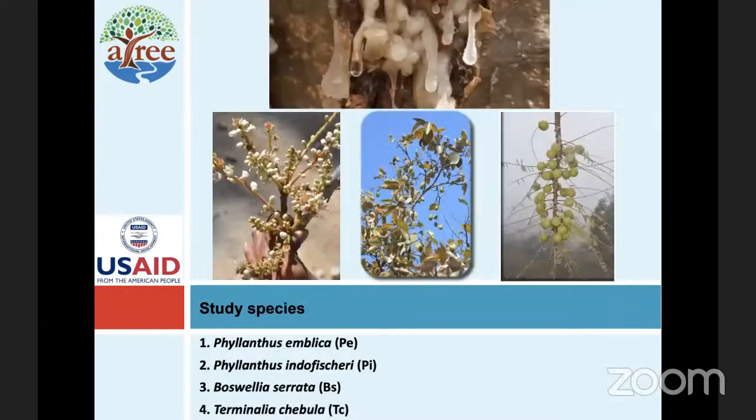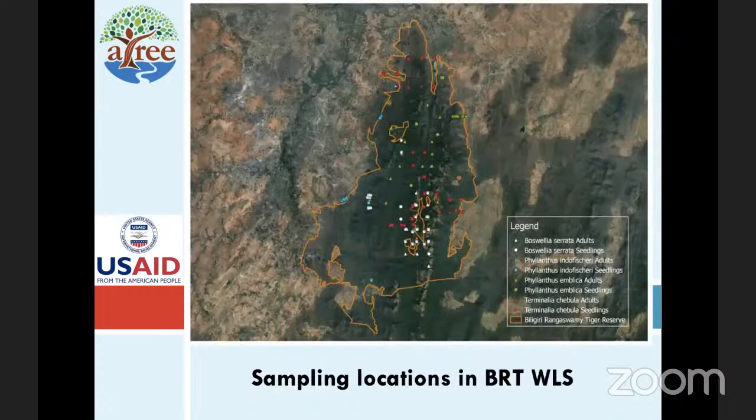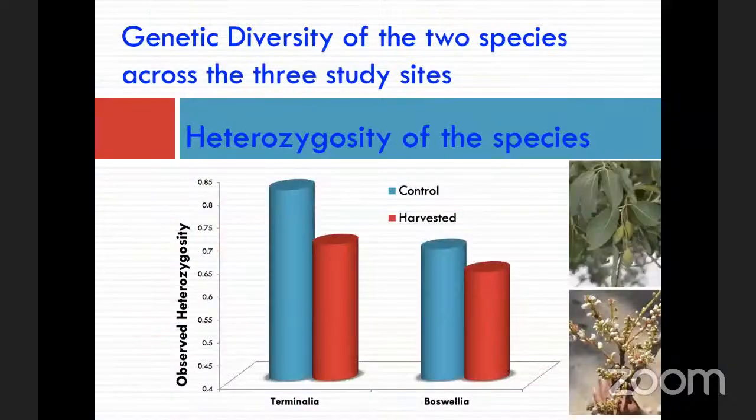In these 3 sites, again, we looked at a number of other species, including Phyllanthus emblica, Phyllanthus indofischeri, Boswellia serrata, and Terminalia chebula. All of them are harvested for their fruits, except Boswellia, which is harvested for resin. Because of exclusive harvesting, there has been a problem with their regeneration and a number of other issues. So we looked at a large number of individuals across these protected areas, adults and seniors. For example, in BR Hills, we sampled many individuals, and what we found was that the heterozygosity, what we call genetic diversity, for example, in these 2 species.